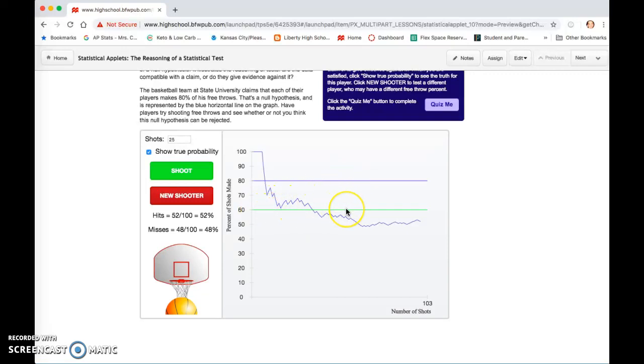Here is the actual probability that my sample is showing. And so we can see that there's probably a good chance that his claim is untrue. And then it asks you to walk through this with another shooter and ask you a couple of questions. And so you can kind of play around with this if you would like.